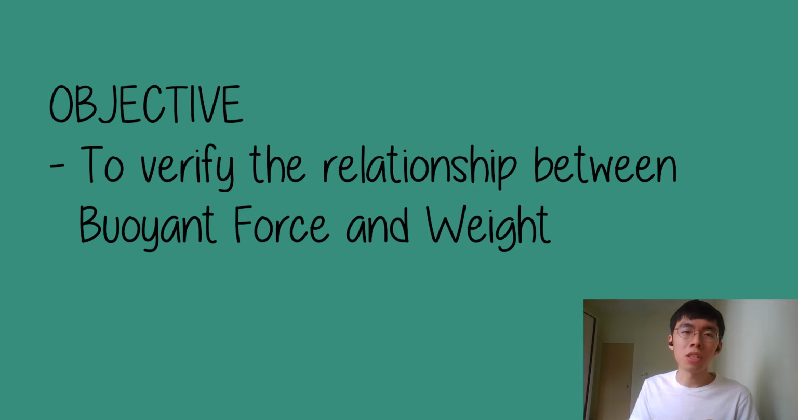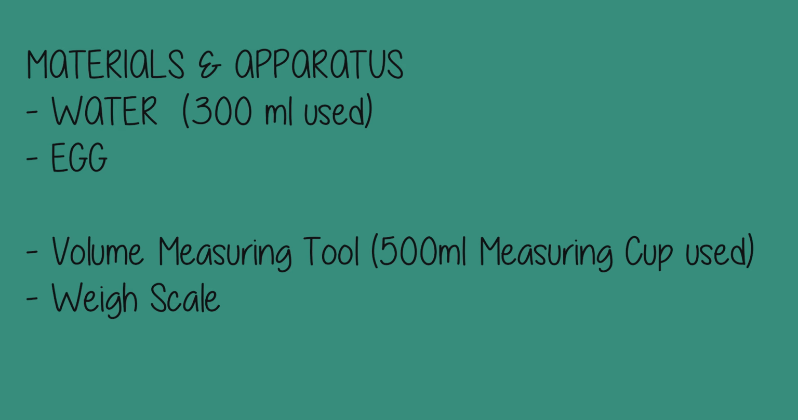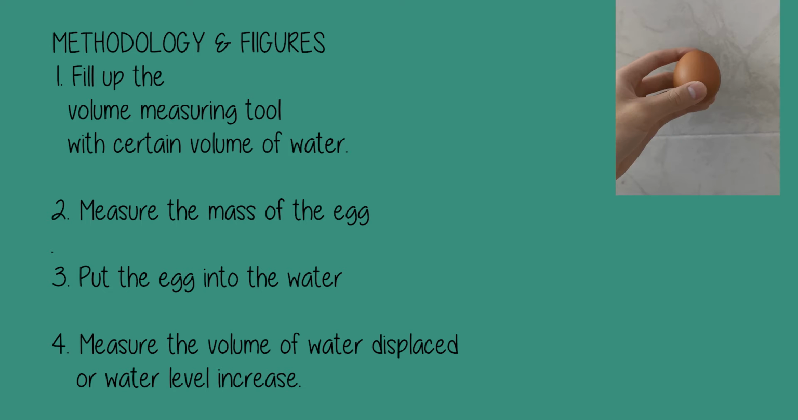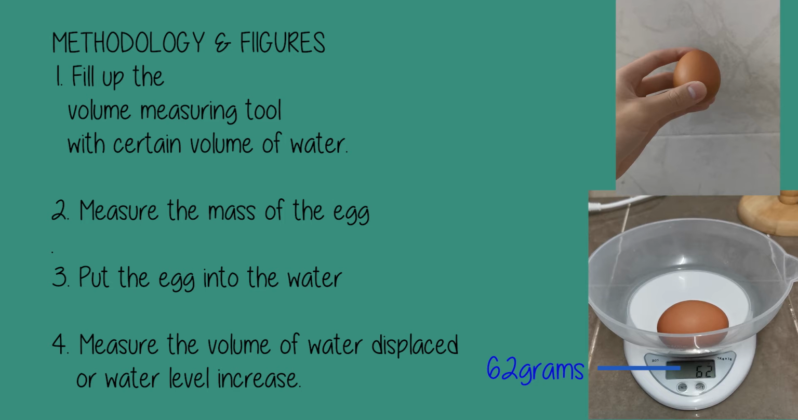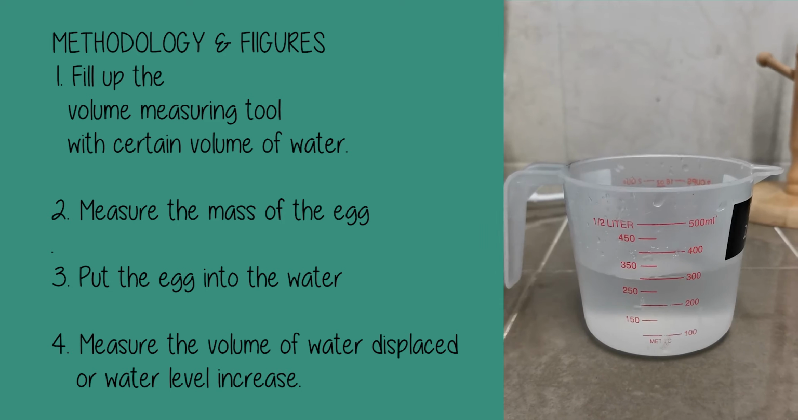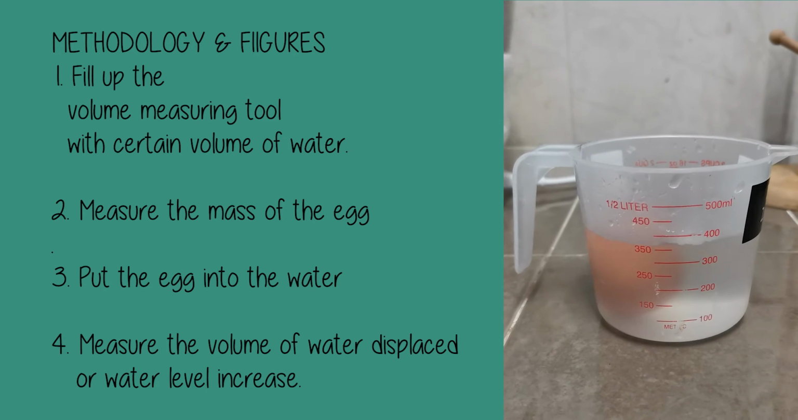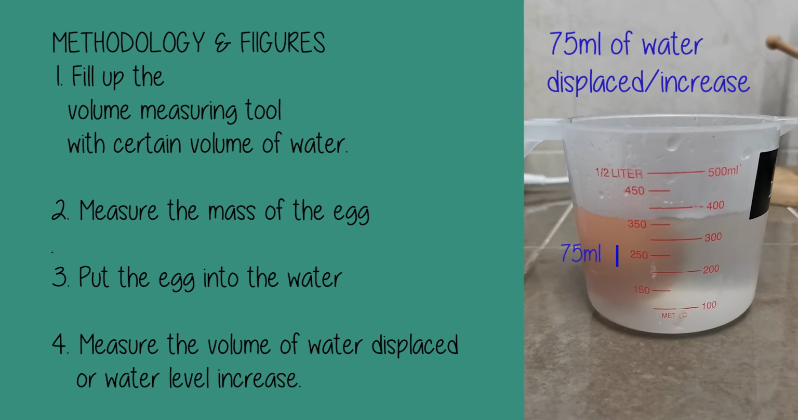And the methodology is relatively simple. For this experiment, you just need water, an egg, a volume measuring tool, and a weight scale. First, fill up the volume measuring tool with a certain volume of water. Then, get the egg and measure its mass. And finally, put the egg into the water and measure the increase in water volume, or water displaced.